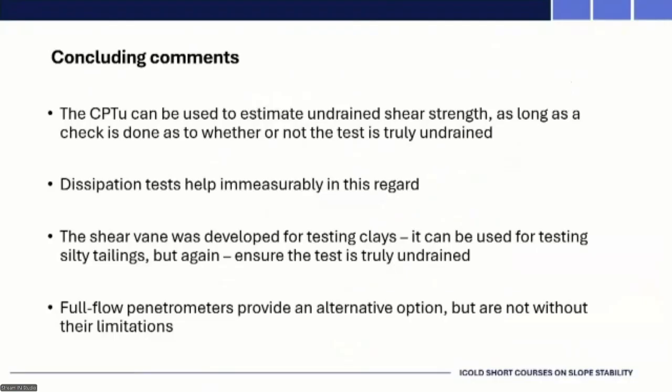So just some concluding comments then. It can be used to estimate undrained shear strength, I think with some confidence and some repeatability. But if you're measuring undrained strength, it's got to be undrained. Sounds pretty obvious, doesn't it? But you'd be surprised how seldom that's the case. Dissipation tests are essential. The vane can again be used, but it was developed for clay, so make sure that you then up the speed as appropriate. And I think these full flow penetrometers provide an alternative, but for a limited range of materials.